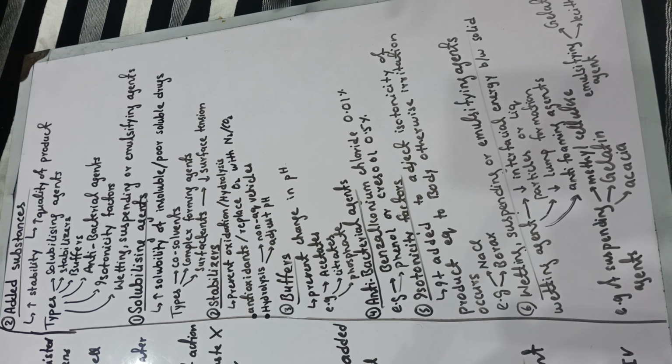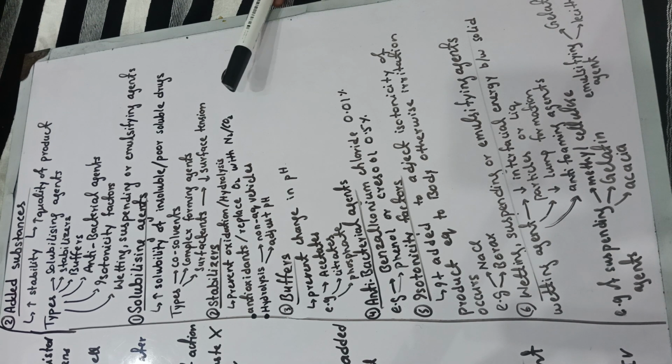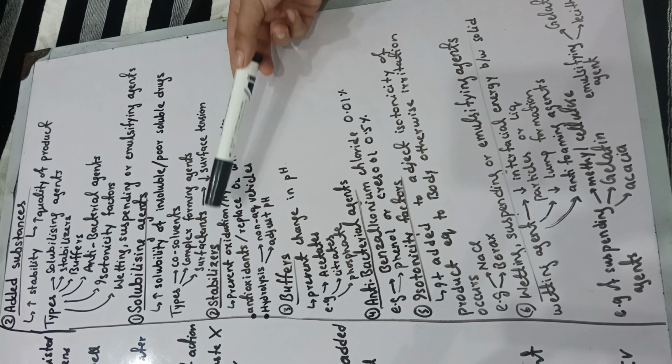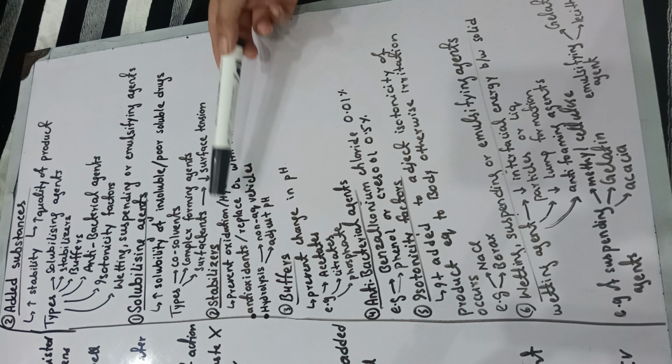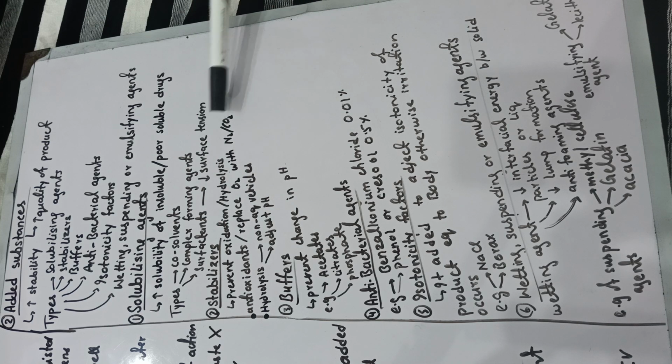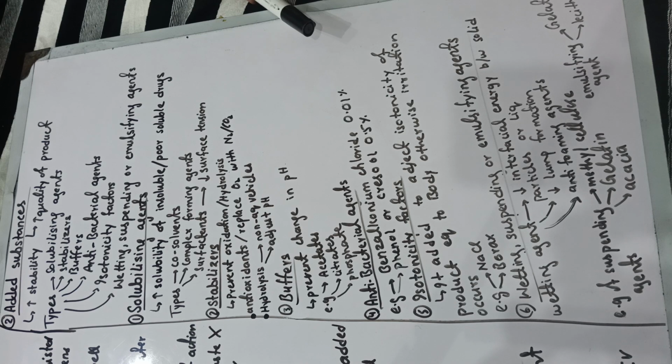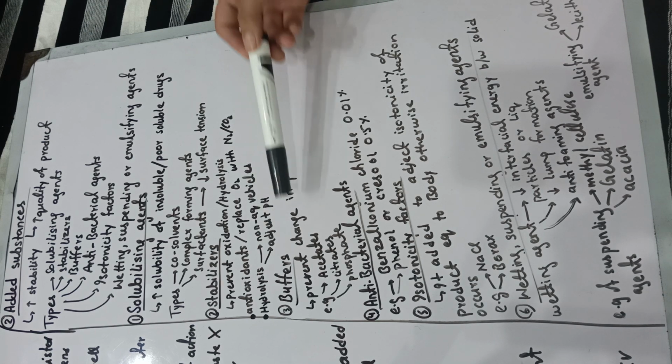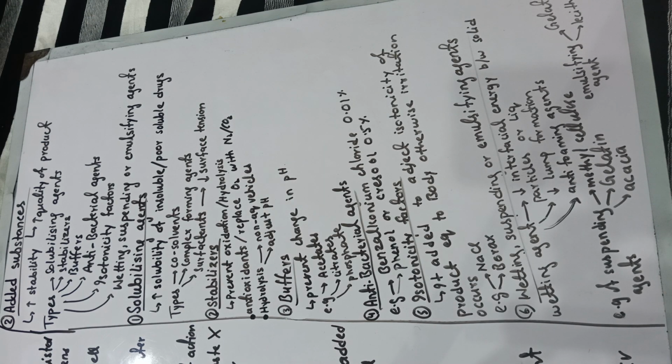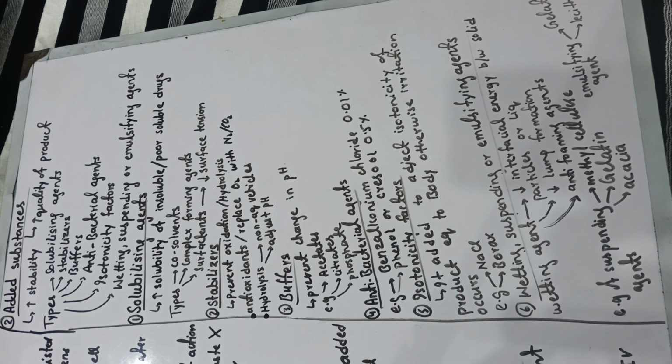Now the next thing is the stabilizer. A stabilizer is going to prevent oxidation and hydrolysis in your injection. For the prevention of oxidation, we use antioxidants. They replace the oxygen with other gases like nitrogen and carbon dioxide. To prevent hydrolysis, we add non-aqueous vehicles, and we also adjust the pH of that particular solution.